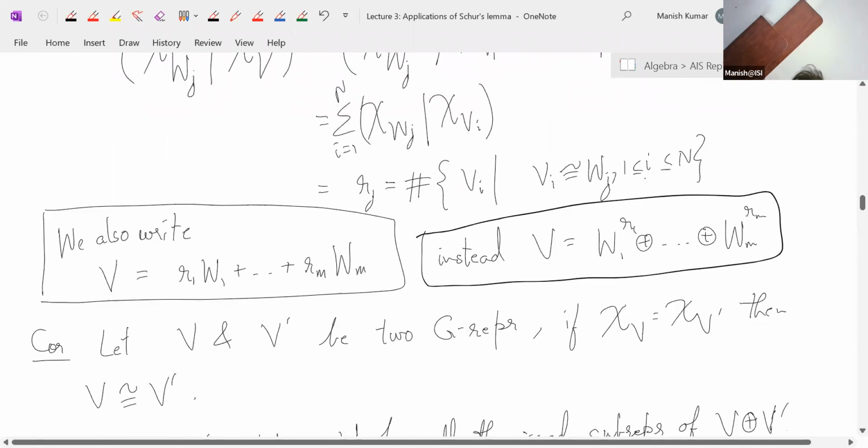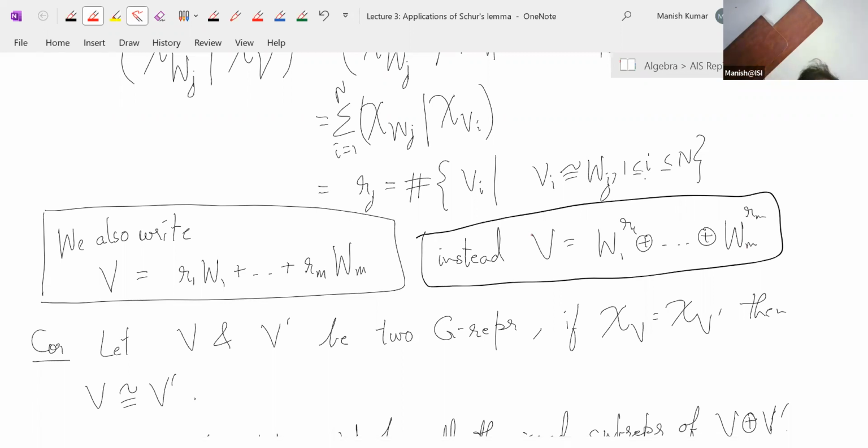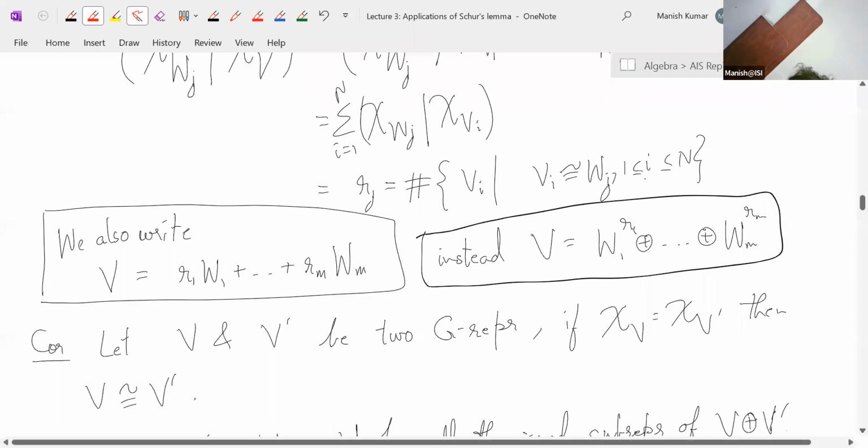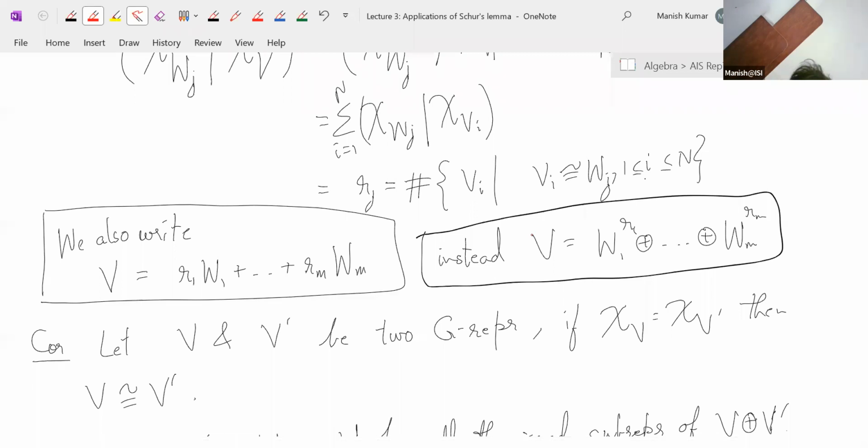in that given representation. So as a consequence, if you are given two G representations such that their characters are the same, then they must be isomorphic. This is what I had promised you last time. Because if their characters are the same, then V is isomorphic to W1 to the power R1, up to Wm to the power Rm, where these Ri's and Wi's are determined just based on the character of V. And similarly V prime is also isomorphic to this. So of course V and V prime must be isomorphic. This in particular proves that characters determine the representation. So two representations with the same character must be isomorphic.